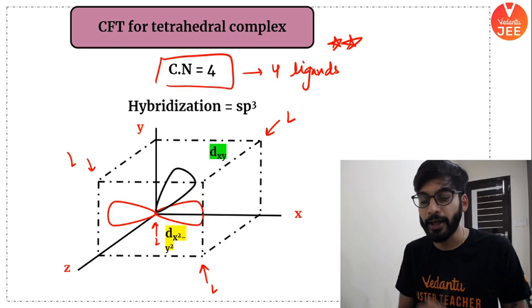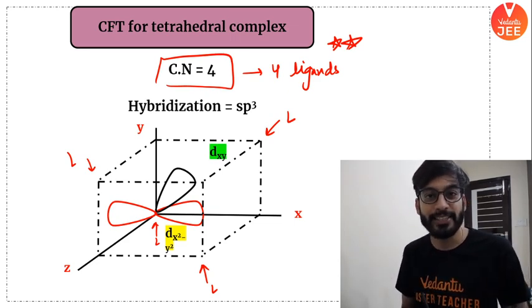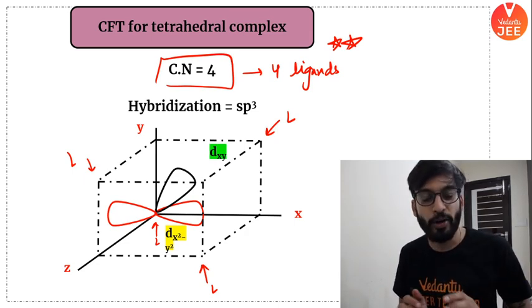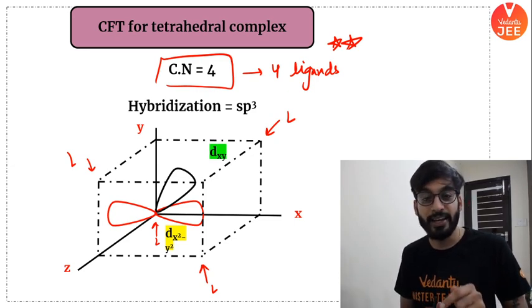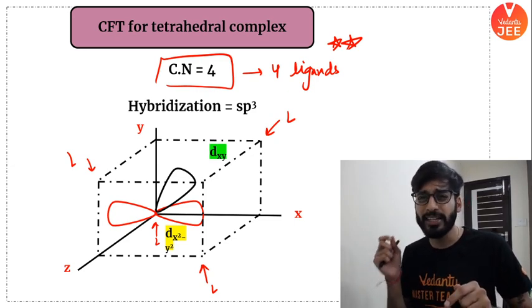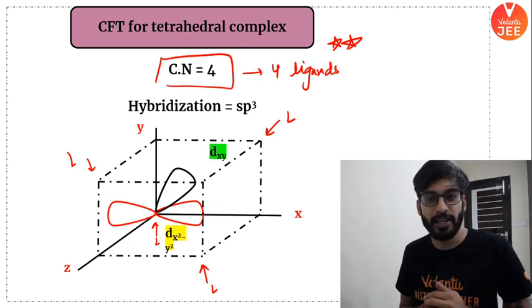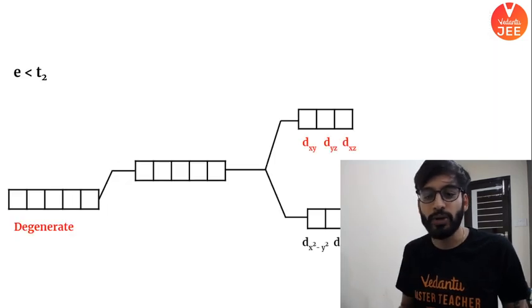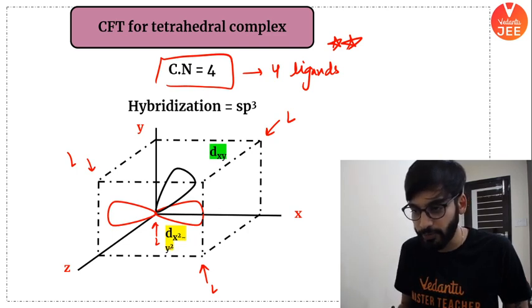Very important point. Now you can notice, since ligands are not coming along the axis, like in the case of octahedral complex, where ligands were coming along the axis, but here the ligands are actually coming in between the axis and from the alternate axis. As a result, what will happen? Check this out. This one is dx square y square. Do not get confused.